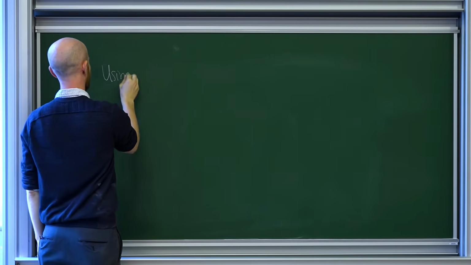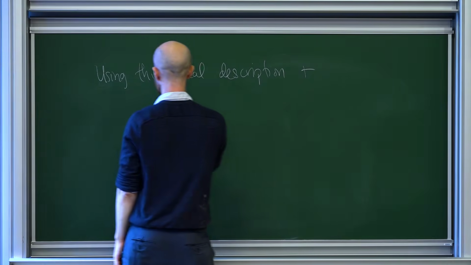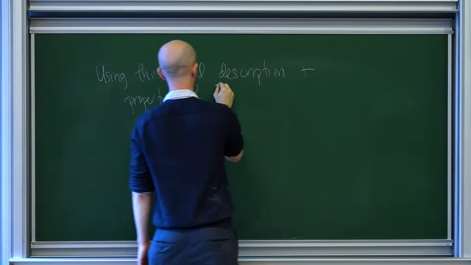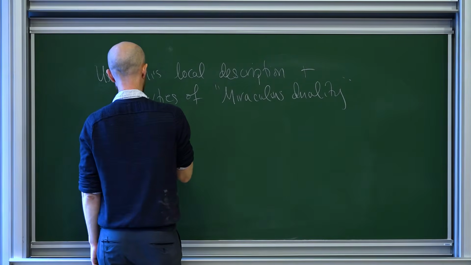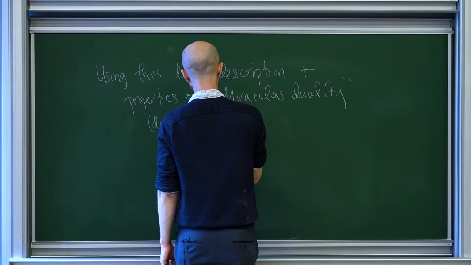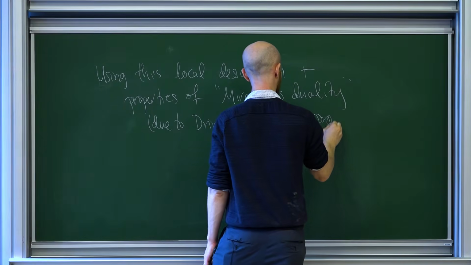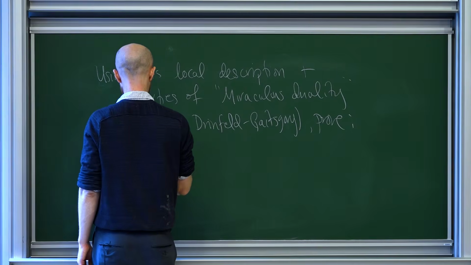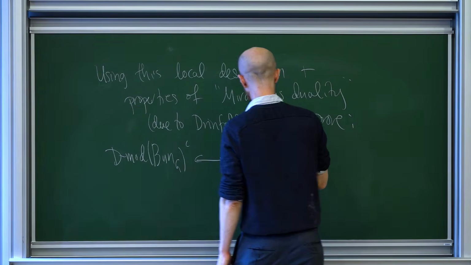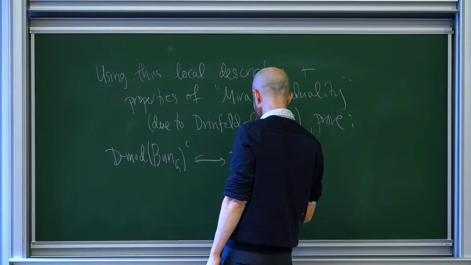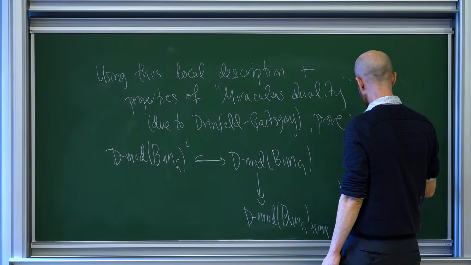And so then, using this local description plus properties of what's called miraculous duality, so this is something which is due to Drinfeld and Gaitsgory, you prove the following, that these D modules on G, and then I take the compact ones, and then I embed this into D modules on Bun G, and then project onto this tempered category, prove that this is fully faithful.